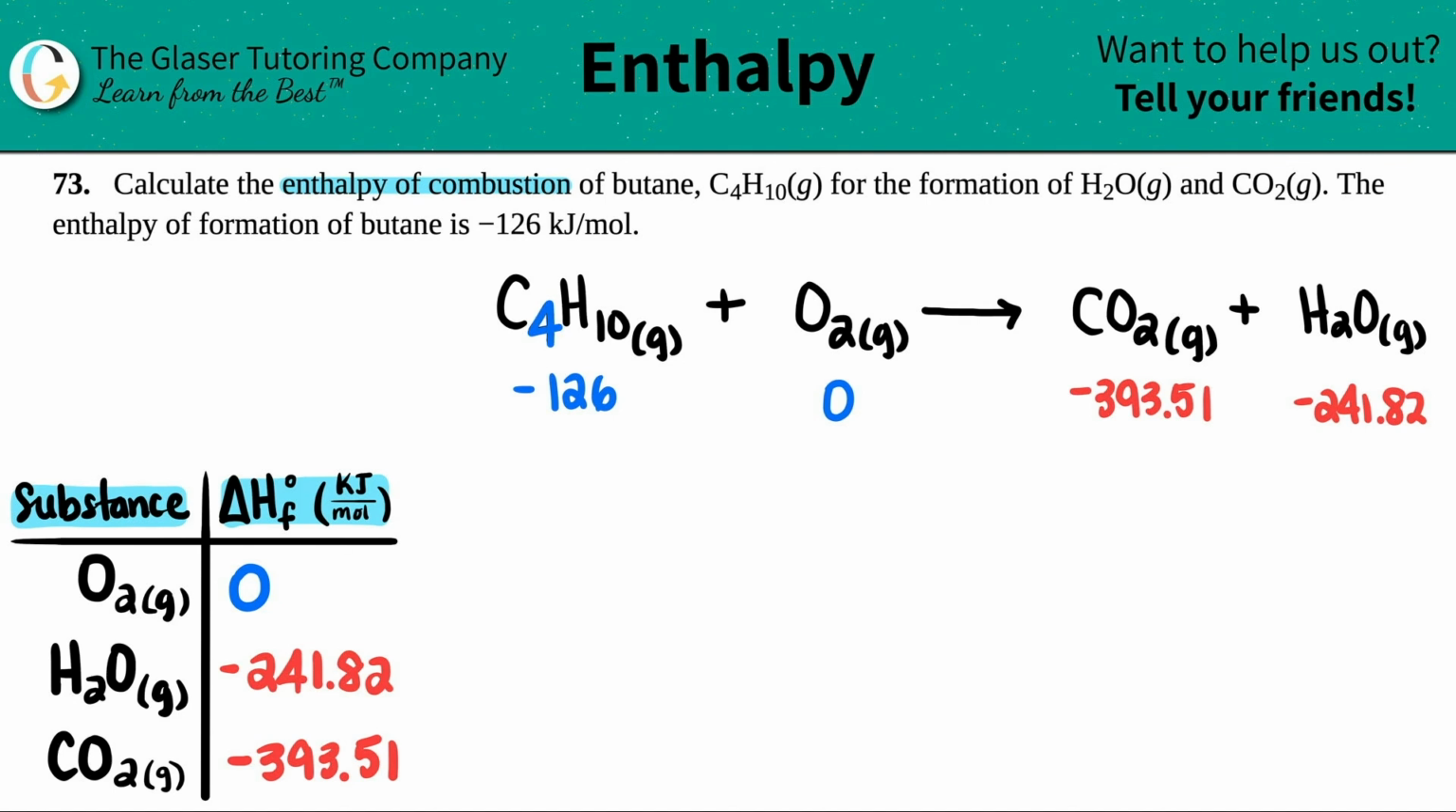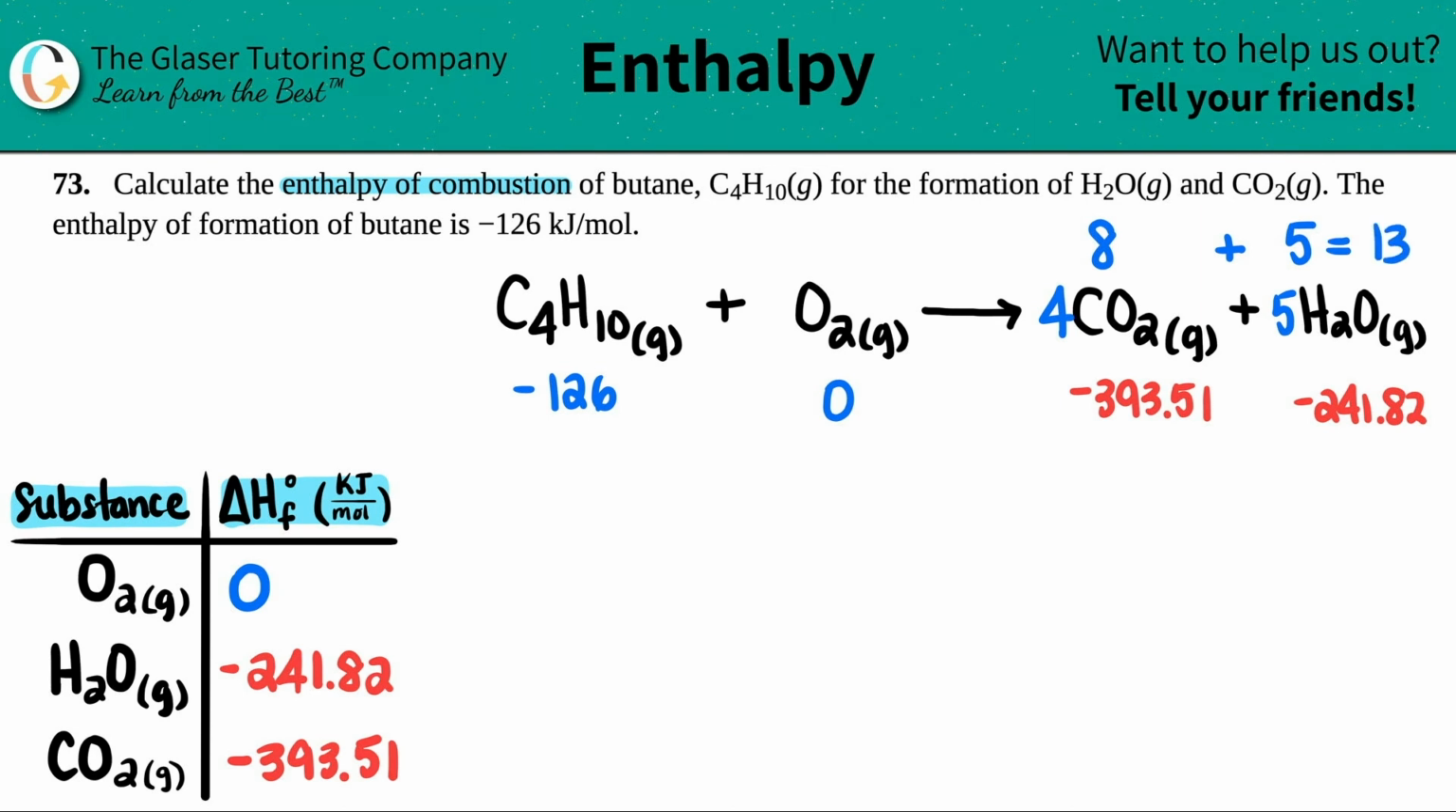I got 4 carbons, so I put a 4 here to balance the carbons. I got 10 hydrogens, so I'm going to put a 5 here. And oh no, this one's going to be a fraction. I have 4 times 2, so I have a total of 8 oxygen here, plus 5 oxygen. So 8 plus 5 is what? 8, 9, 10, 11, 12, 13.